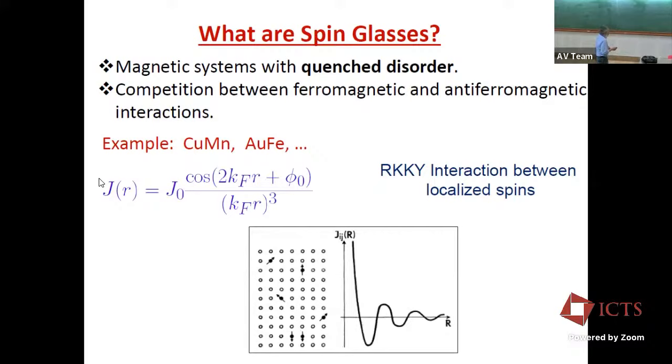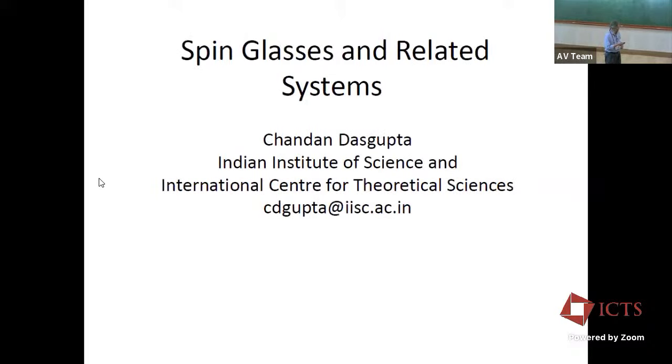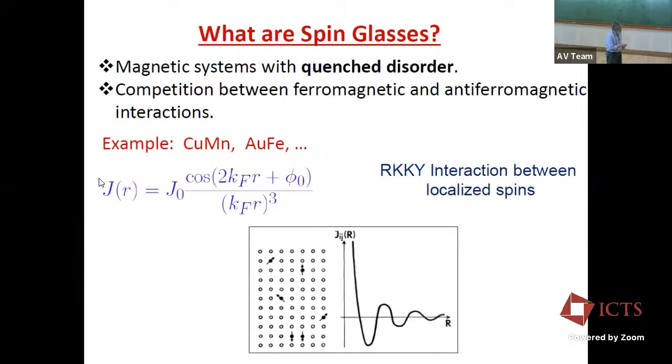This is called the Ruderman, Kittel, Kasuya, Yoshida interaction between localized spins. This is the standard thing in solid state physics, which tells you about two magnetic moments which are localized in a background of conduction electrons, and the interaction mediated by these conduction electrons. It's called the RKKY interaction. And because of this oscillatory form, this k_F is important because, since there are electrons, there is a Fermi energy, there is a Fermi momentum, depending on the density of electrons and so on. This k_F is basically the Fermi wave number.